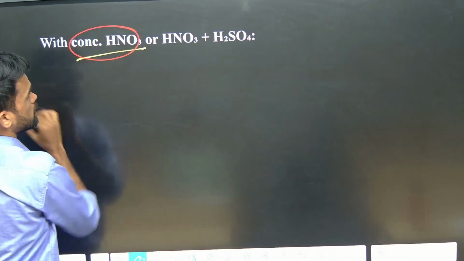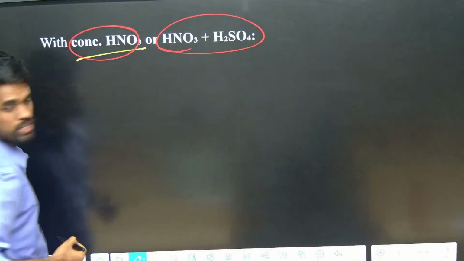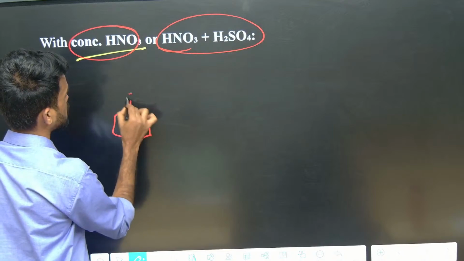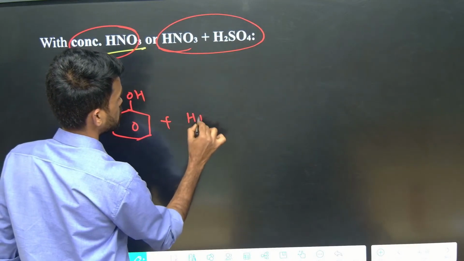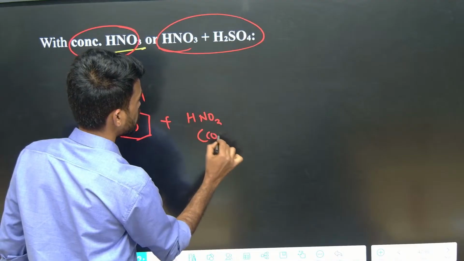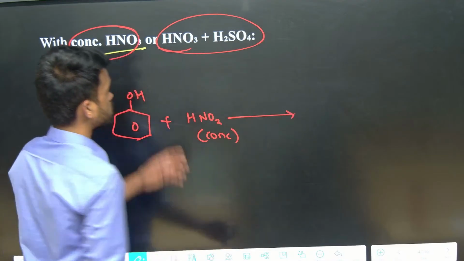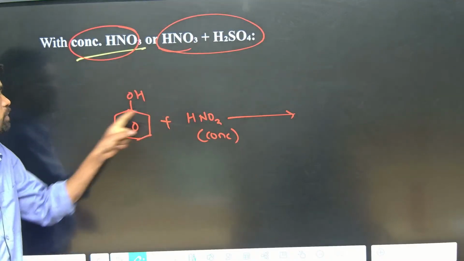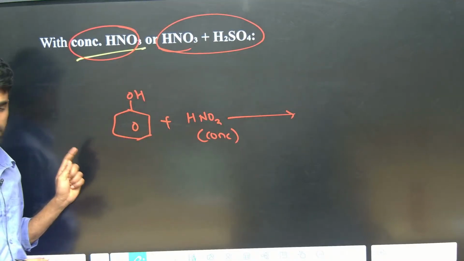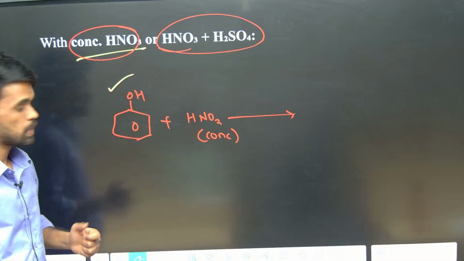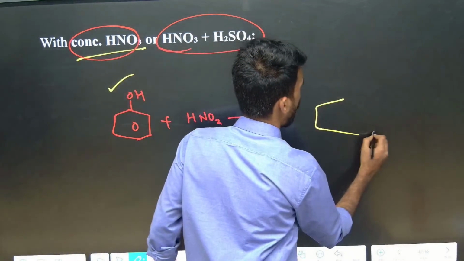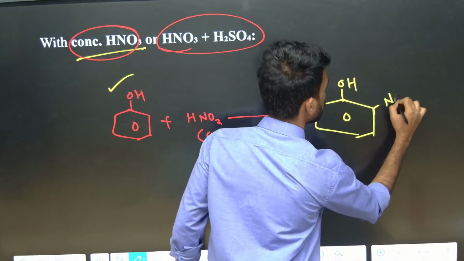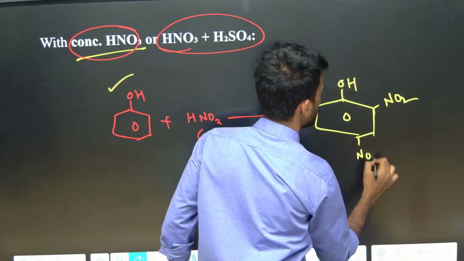Now with concentrated nitric acid, or HNO3 with sulfuric acid, what happens here? Phenol with concentrated HNO3: since it is concentrated, more electrophiles are formed. They will attack this phenol ring, because phenol is more activated. Therefore it goes to all the ortho and para positions. Nitro group over here, here and here.